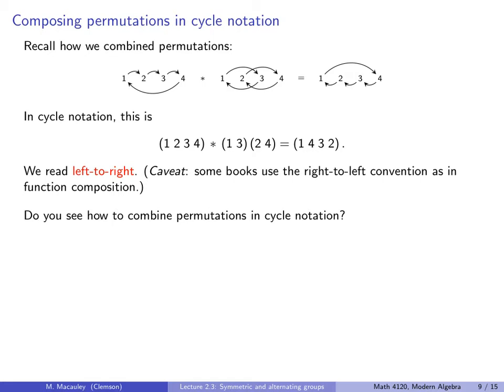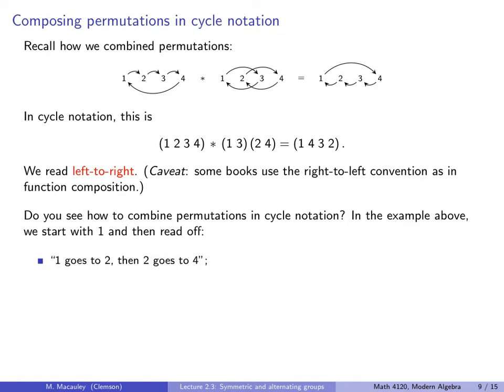Okay, so we know how to combine permutations in diagram notation. Do you see how to combine them in cycle notation? In the example above, 1 goes to 2 and then 2 goes to 4. We write 1 goes to 4. And then we don't end the parentheses here because we don't know what's going to happen to 4. 4 goes to 1, then 1 goes to 3. We write 1, 4, 3. We add a 3. So now where does 3 go?